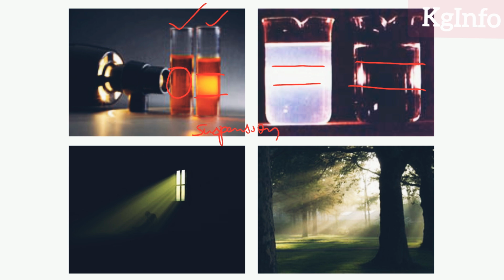When the light is passed through the window into the dark room in the morning, due to the dust and smoke particles in the room, which are of colloidal size, 1 to 1000 nanometers, we observe the effect. If the dust and smoke particles are between this size, 1 to 1000 nanometers.